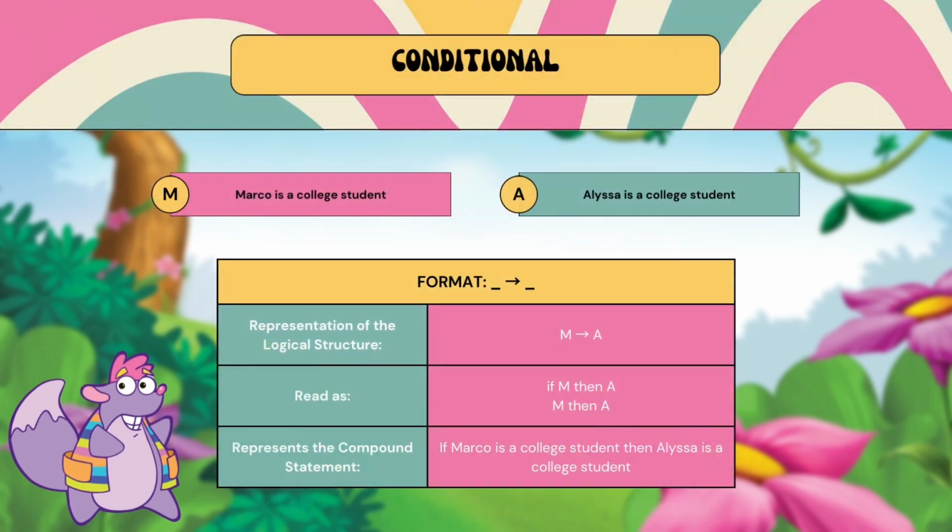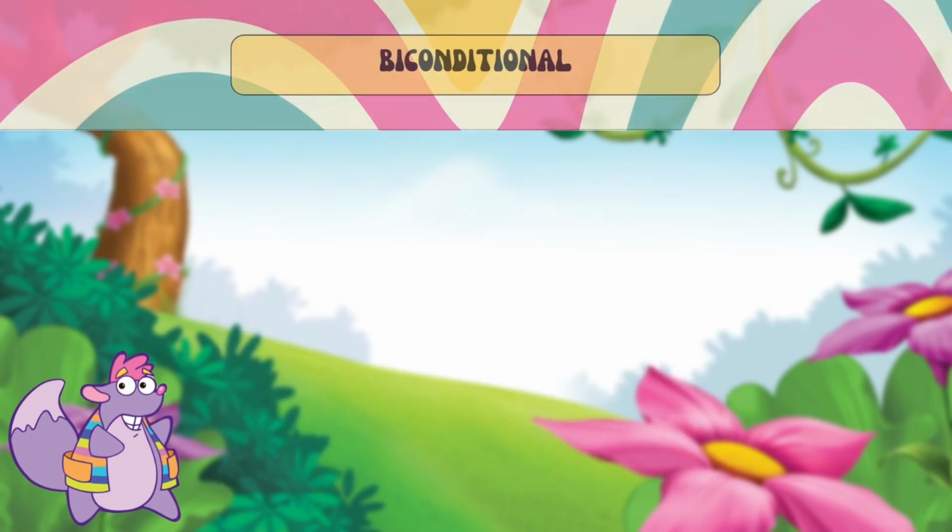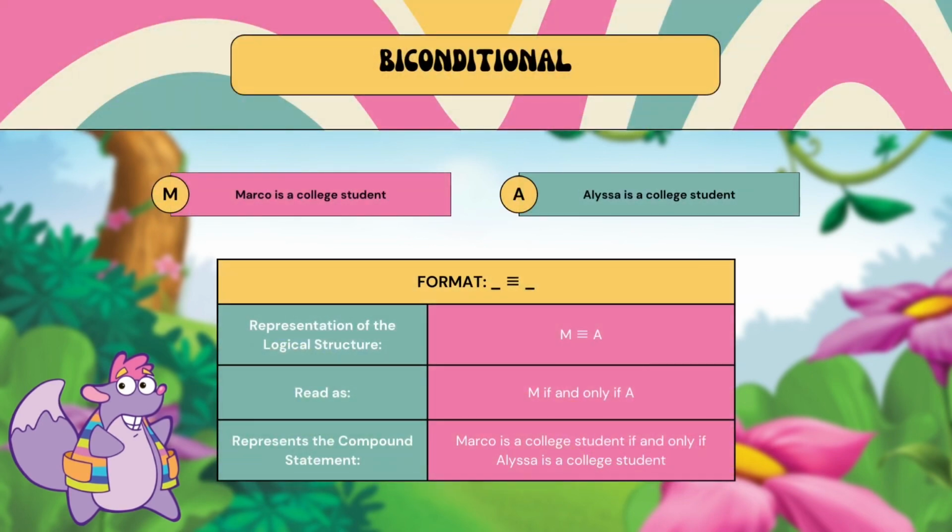We can also do the same with the conditional. The representation of the logical structure is this, and it is read as if M, then A, or simply M, then A. This represents the logical structure of the compound statement. If Marco is a college student, then Eliza is a college student. Lastly, let us do the same with the biconditional. The representation of the logical structure is this, and it is read as M if and only if A. This represents the logical structure of the compound statement. Marco is a college student if and only if Eliza is a college student.